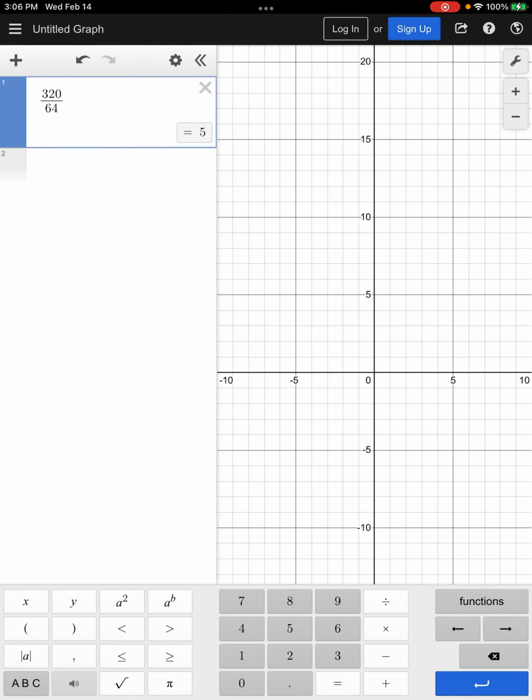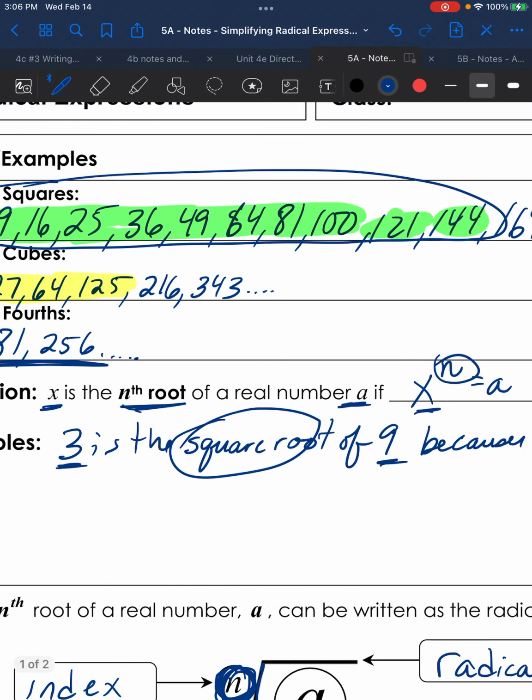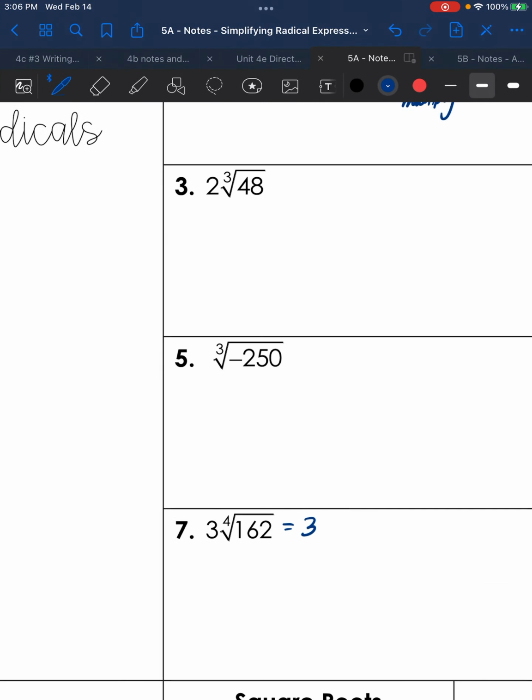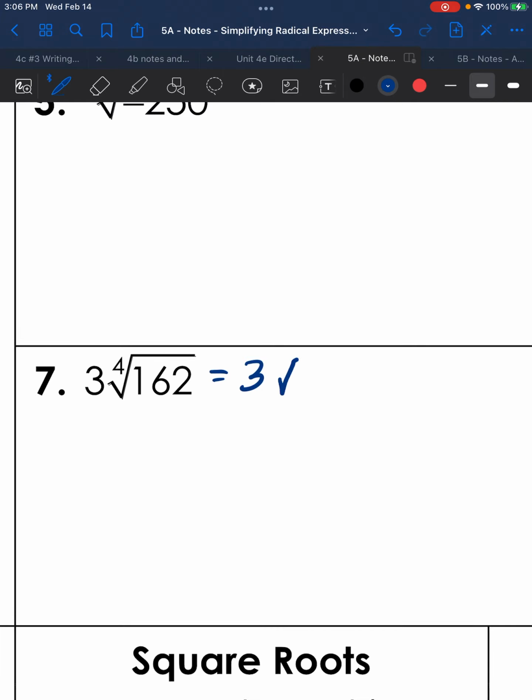So 162, I believe that's 81. 162 divided by 81, and it is. It's 81 times 2, perfect. So I'm going to look at that and break up the fourth root into 81 and 2.